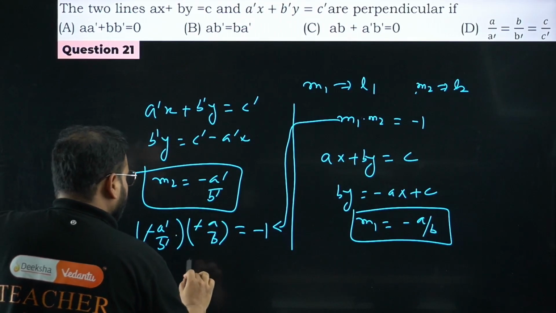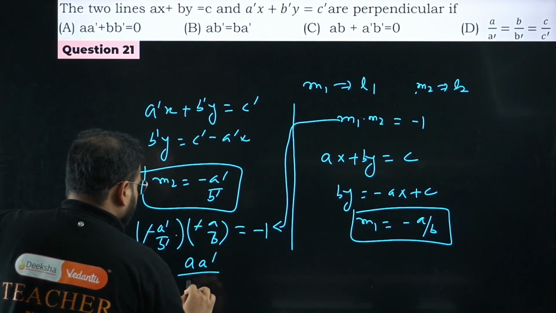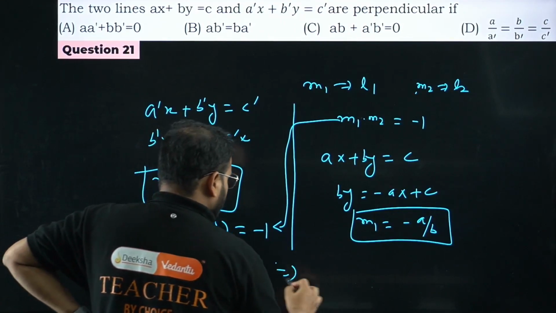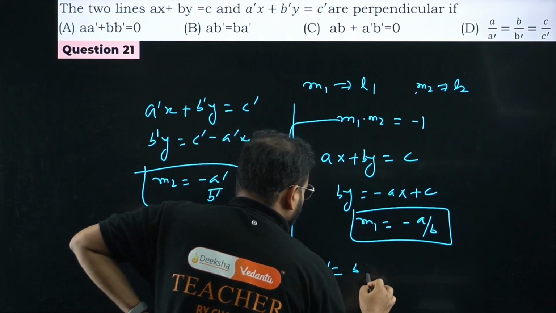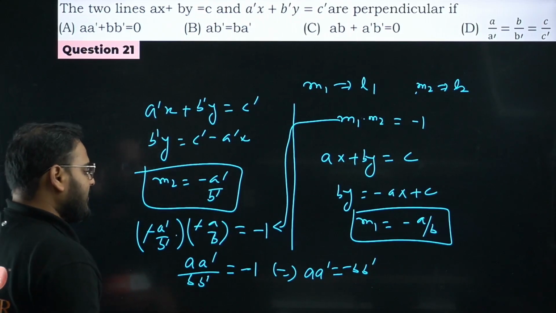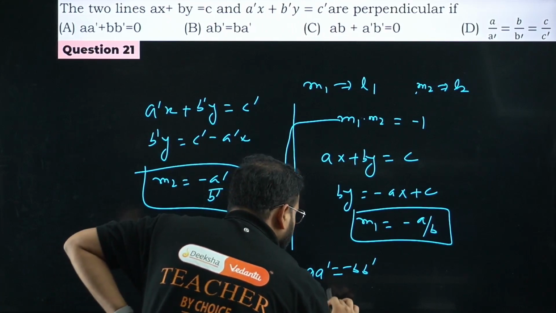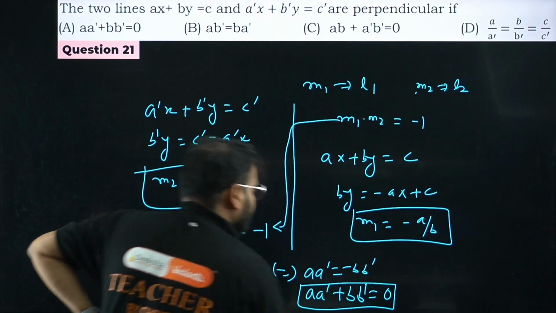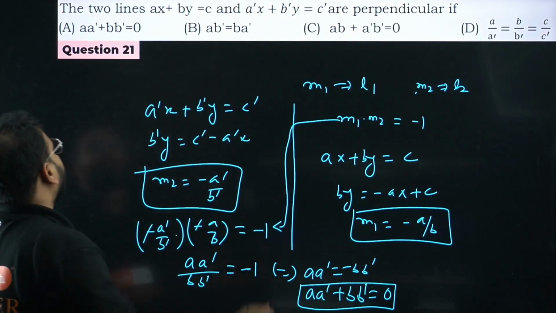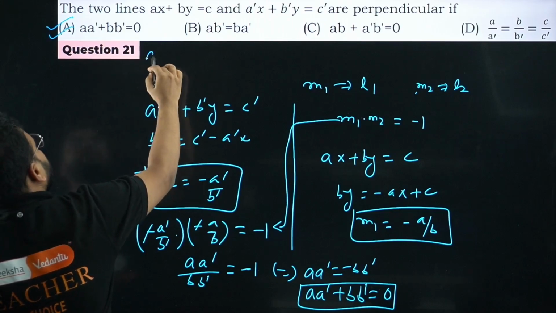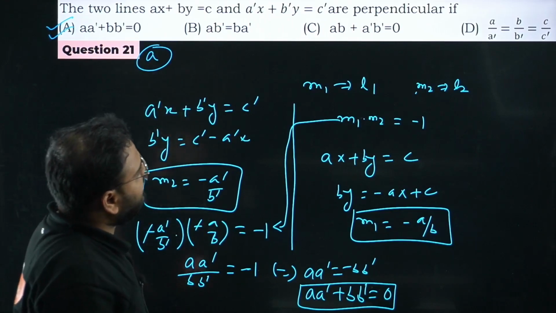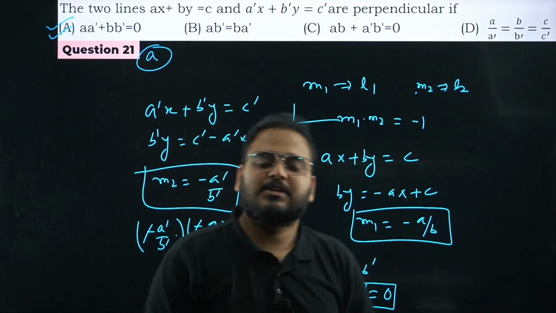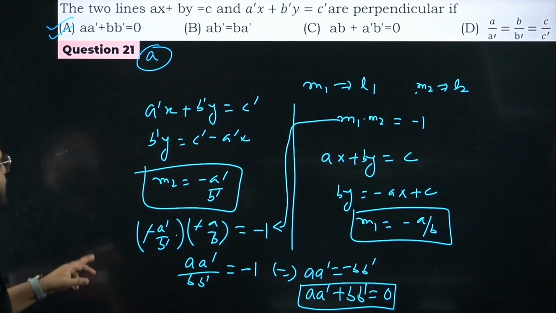From here, please check what I'm getting. This is cancelled out. I'm getting here a dash upon b dash equals to minus 1. Cross multiply, please. You're gonna get a dash equals to b dash with a negative sign. Bring it on this side. You get a dash plus b dash equals to 0. Option is A. This is clear. Please check. Question number 21 is done. Moving on to question number 22.